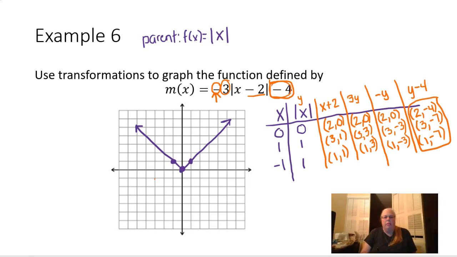So let's take a look at it. We're going to go positive 2, negative 4 is going to go right here, positive 3, and negative 7 is going to be right here, and positive 1, negative 7 is going to be right here. My translated graph is going to do something like this right here.